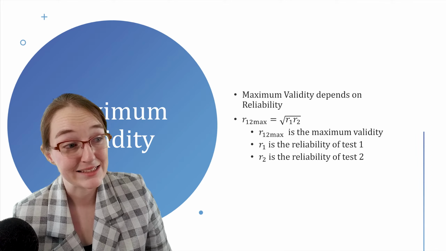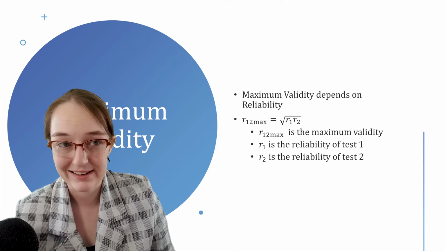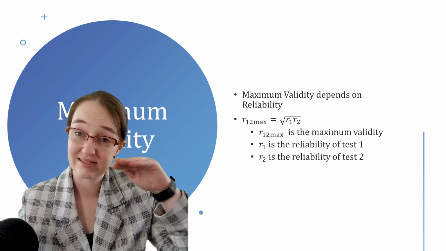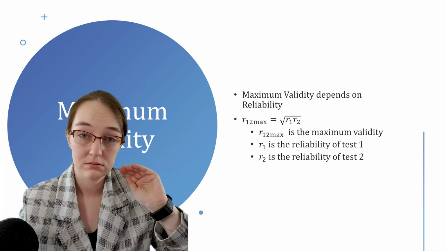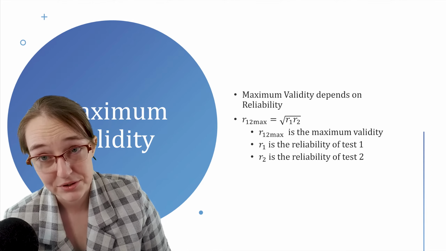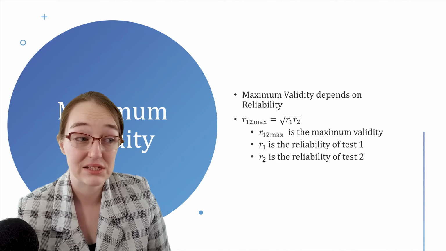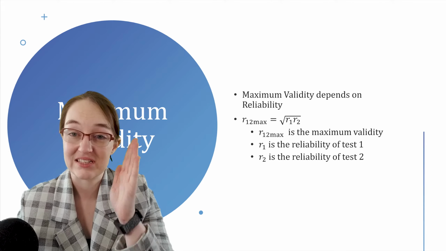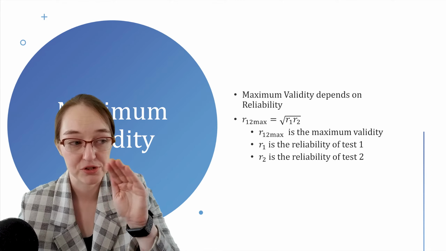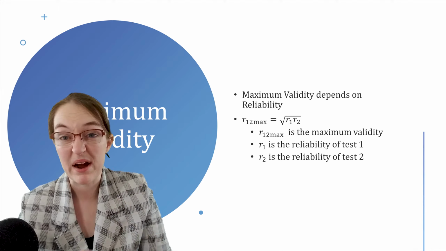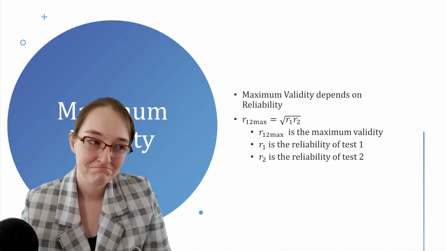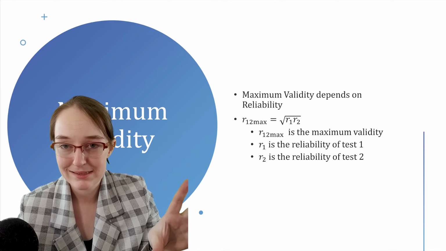Related to that is this idea called maximum validity, because maximum validity depends on reliability. It sets the ceiling for how high a correlation you can expect with anything. And here's how you do it. You take the square root of the reliability of test 1 times the reliability of test 2. That is the maximum, because what you're doing is seeing the maximum amount of variability that could be explained by your test.